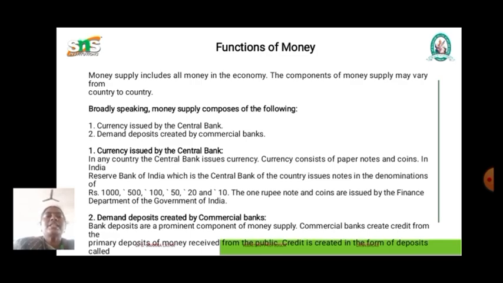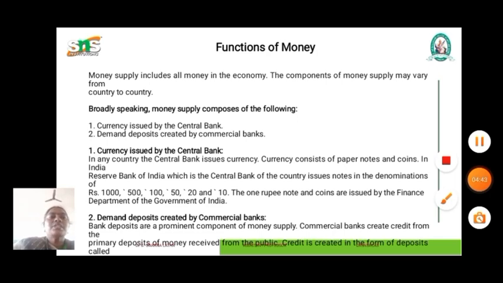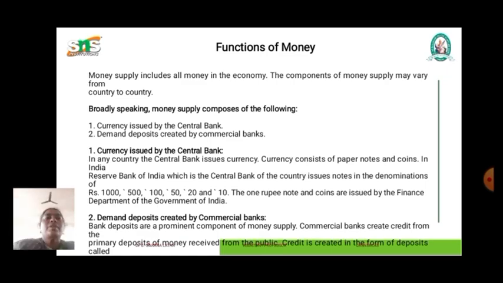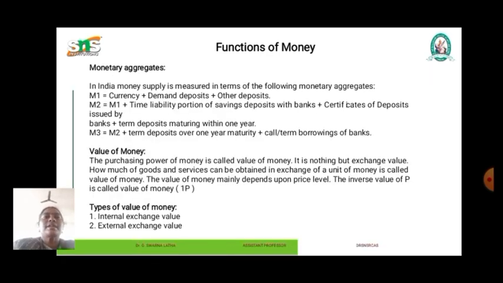Next, we can see the demand deposits created by the commercial banks. Bank deposits are a prominent component of money supply. Commercial banks create credit from the primary deposits of money received from the public. Credit is created in the form of deposits called demand deposits in these commercial banks.